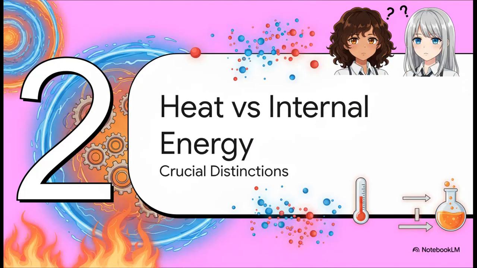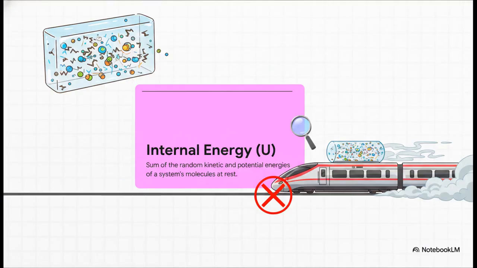Moving right along to Section 2, heat versus internal energy. Let's define internal energy, which we represent with the letter U. Think of a bulk system, like a container of gas. It's full of molecules just bouncing around. Internal energy is simply the sum of all the random kinetic and potential energies of those microscopic molecules. In a solid material, this energy is mostly molecules vibrating tightly in place, but in a gas, they are freely zipping around and colliding. But here is the absolutely critical part for your exams. It's all about the microscopic disordered motion.